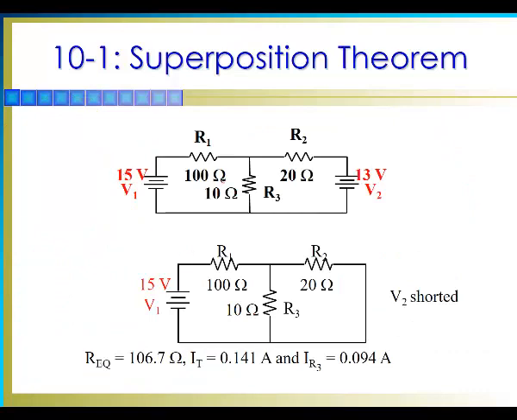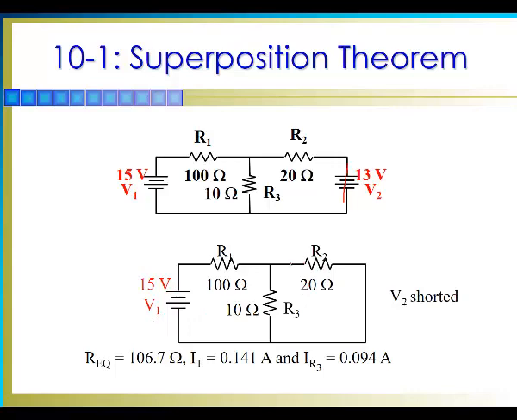Here is another example on how to utilize the superposition theorem. This is our original circuit. We have a source of 15 volts, resistor 1, resistor 2, resistor 3, and we have another source on the right side of 13 volts. This is V2, that's V1. So first, we're going to eliminate V2. So what we do is we just do a short circuit right here, and then we'll represent that with a straight line like that, and then analyze this circuit, okay, utilizing V1 only.